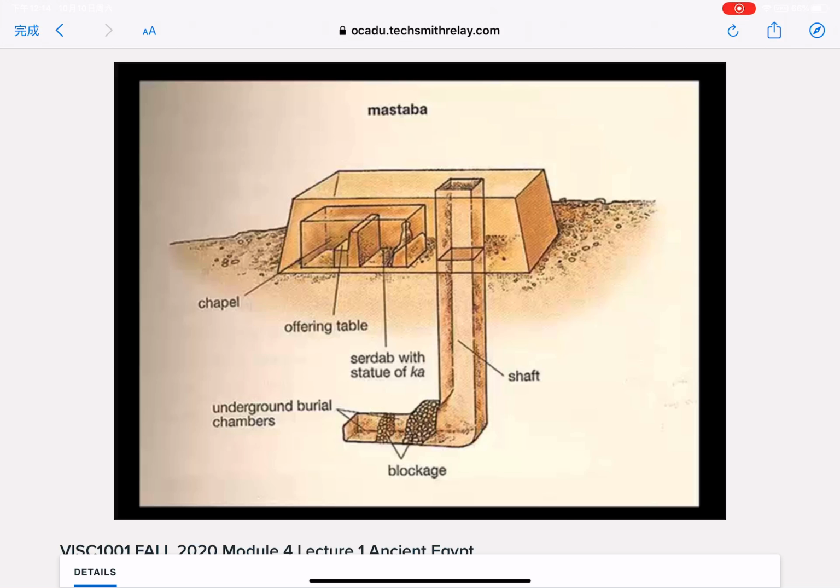Depending on the wealth of the individual, sometimes there would be intentional blockages made using rubble or stones to try and keep the body of the deceased person undisturbed from tomb robbers, which is why there are those blockages there. And the serdab and the entirety of the mastaba would be sealed once the internment or placement of the sarcophagus was complete.